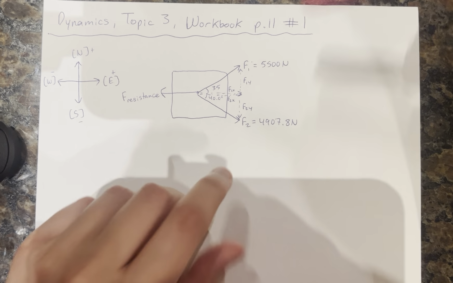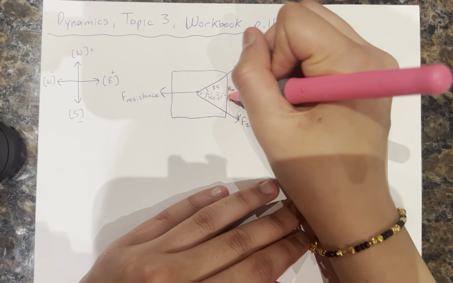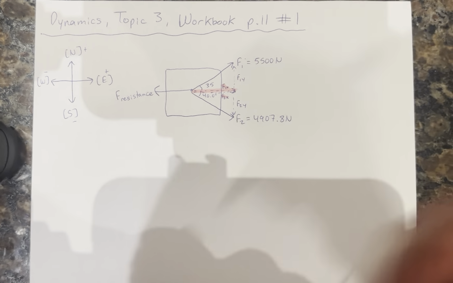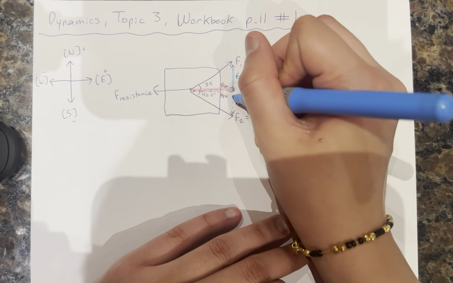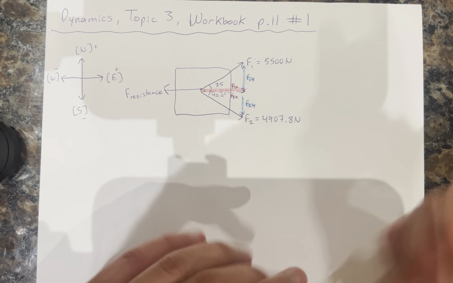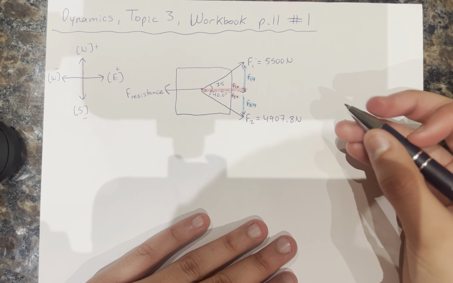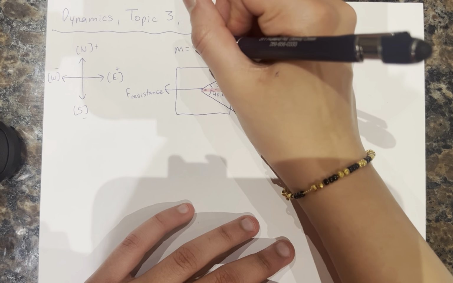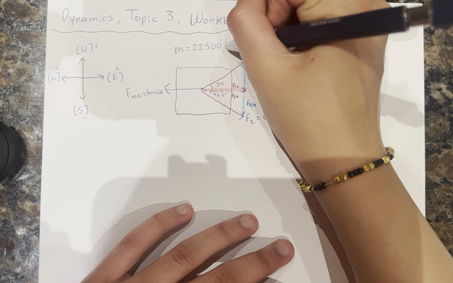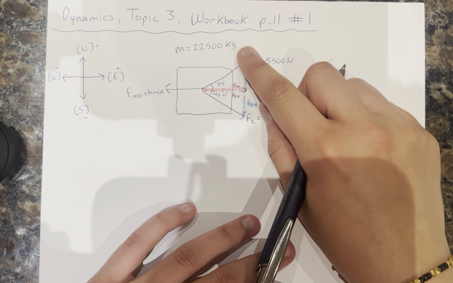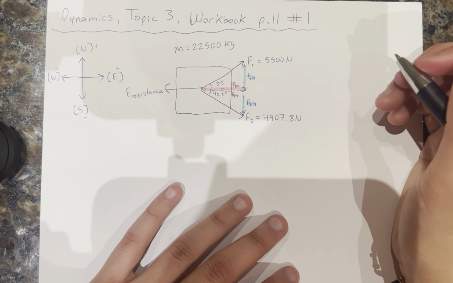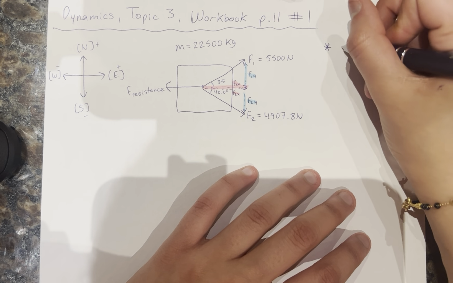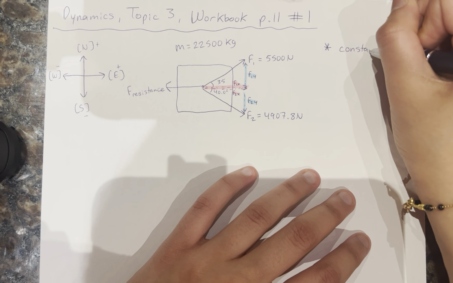I find it helpful if you color code it, so I'm going to make F1x and F2x pink, and then I'll make F1y and F2y blue. So that's all we need to do with our free body diagram. Another thing we can write from the question is the mass of the tugboat. Even though we don't end up using this value, it's important to write down your givens anyway in a question.